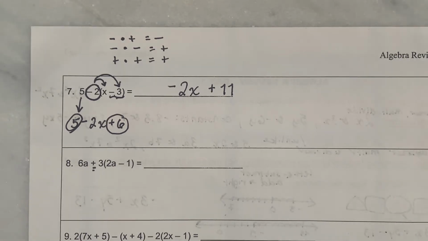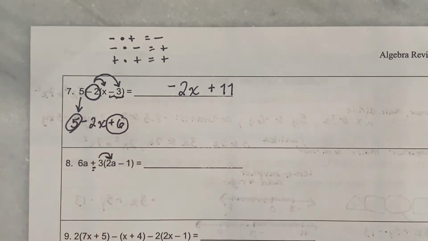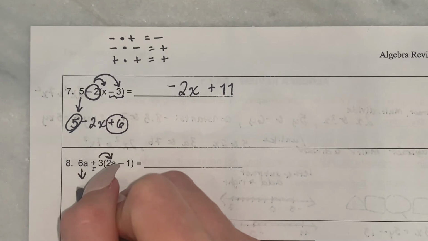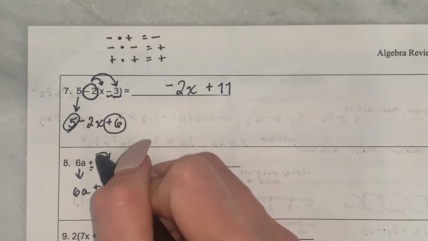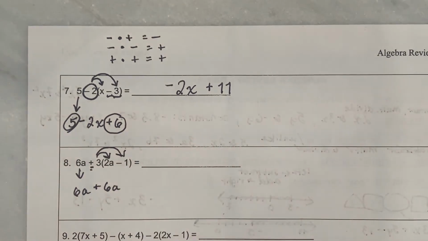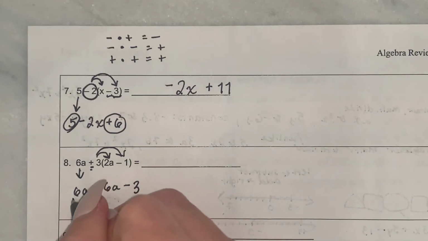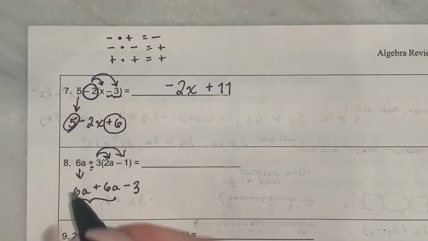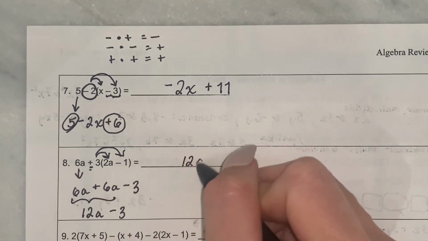Okay, so here we have a positive 3 times 2a. So, sorry, I'll just bring that down. So that's going to be positive 6a. And then positive 3 times negative 1. Remember, now we have a positive times a negative. So that's going to be negative 3. Here, if I do 6a plus 6a, that's going to be 12a. And then I can just bring down the minus 3.